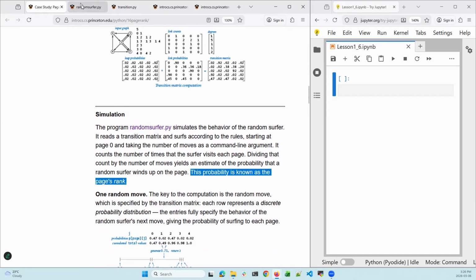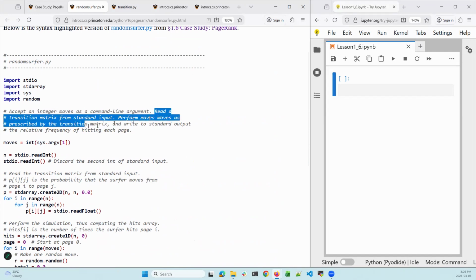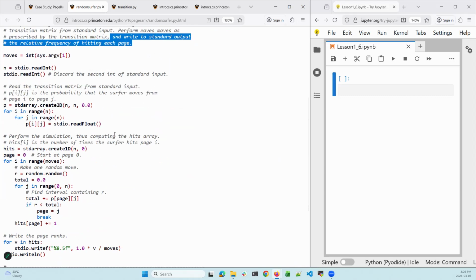One random move. Let's have a quick look at the code. This accepts an integer, moves, as a command line argument, reads a transition matrix from standard input, performs moves as prescribed by the transition matrix, and writes to standard output the relative frequency of hitting each page.